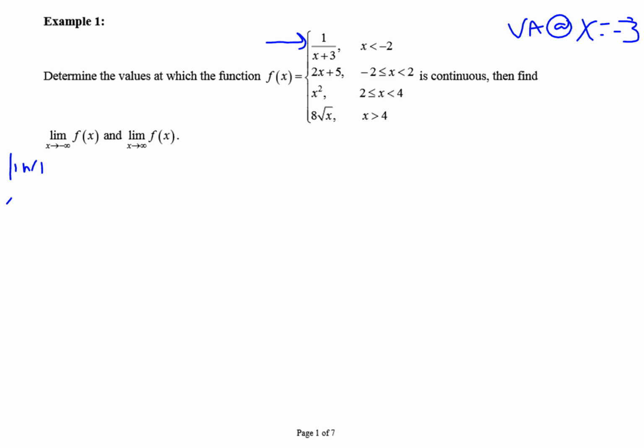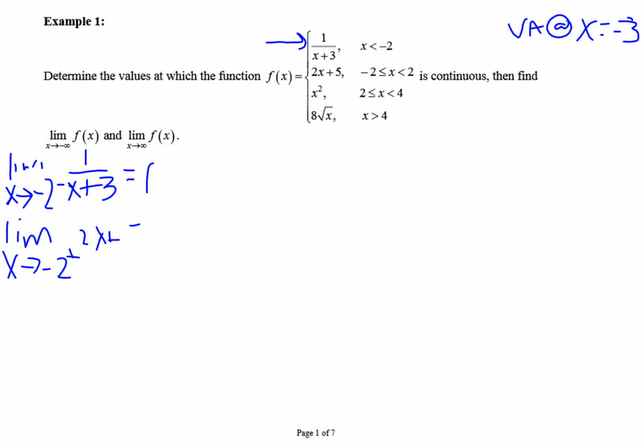So the limit as x approaches -2 from the left side. That's the 1 over x plus 3. We put in -2, we get 1. Okay, the limit as x approaches -2 from the right side. This time we're looking at 2x plus 5. We get 1. So that's good. It's continuous at -2. We're good there.